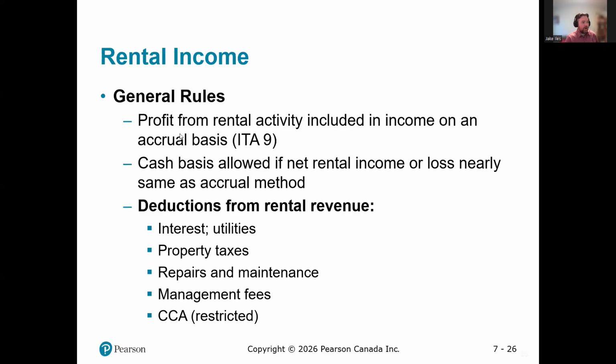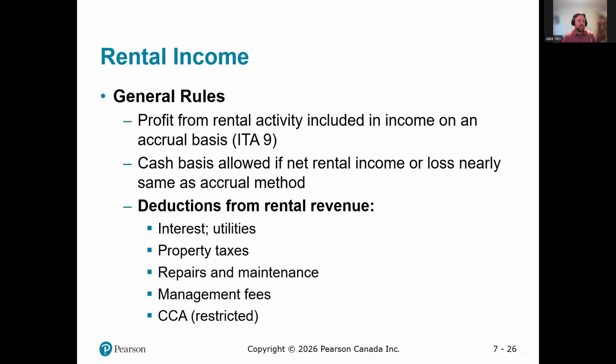Rental income is profit from a rental activity included in income on an accrual basis. Cash basis is allowed if net rental income or loss is nearly the same as the accrual method. The reason they allow the cash basis is because with rental agreements, especially those around apartments, you normally pay on the first, and then that rent is supposed to last the month. You pay December 1st, and then that income would be recognized through the month. So when we get to December 31st, conceivably, all rental amounts collected can be applied.